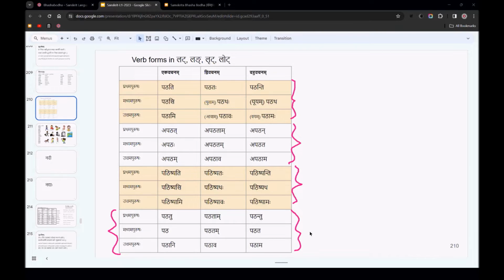So for each tense or each mood, let's call it mood, there is a table which has 9 different forms. So 3 Purushas and 3 Vachanas.